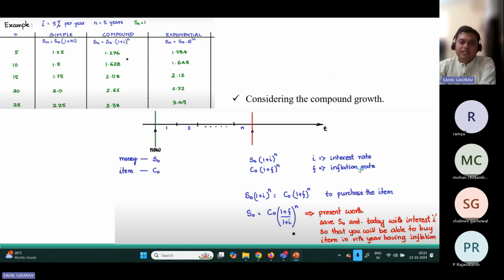Only if you don't consider inflation rate, then based on the interest rate, it means that the item value is not increasing. The item cost is 10,000 right now, and later also it will be 10,000 only. If we consider inflation rate, this item price will increase, so you need a larger amount of money today so that you can purchase that hand pump later with the higher cost.